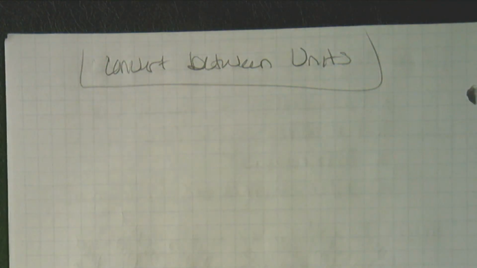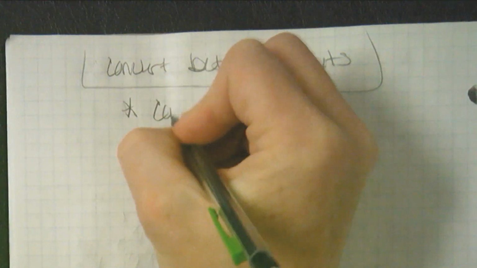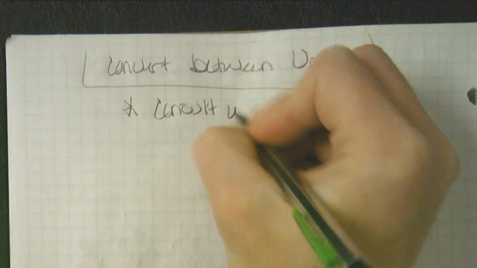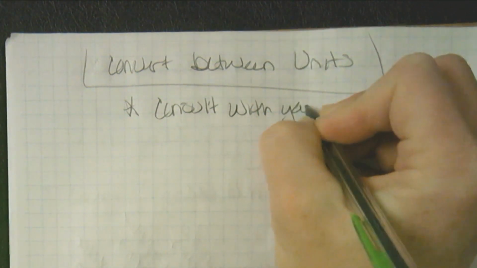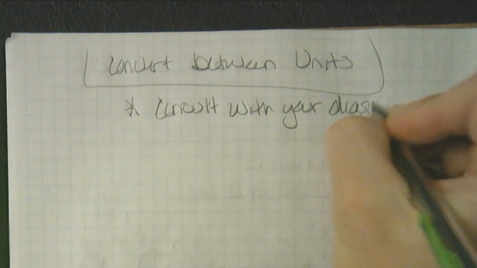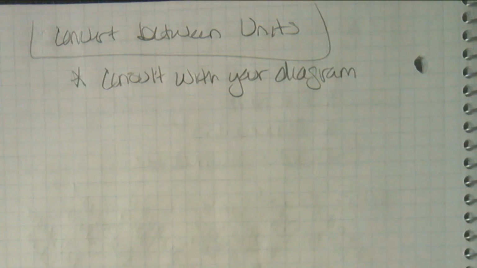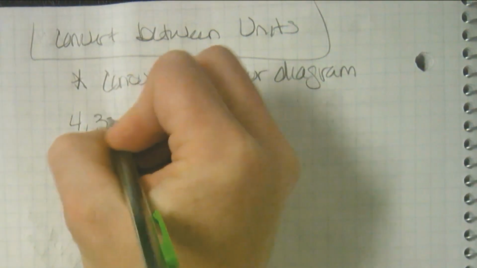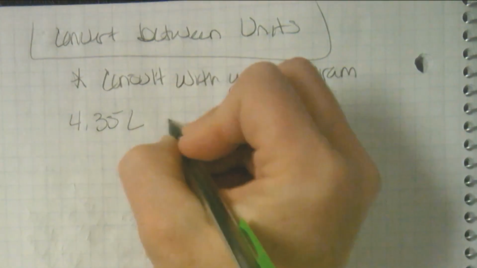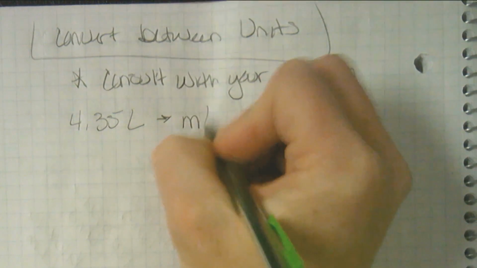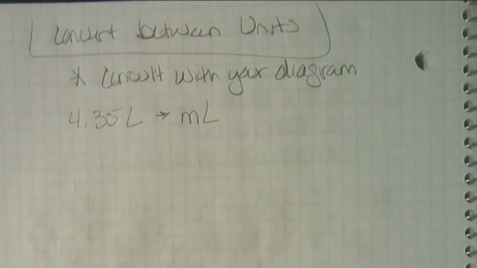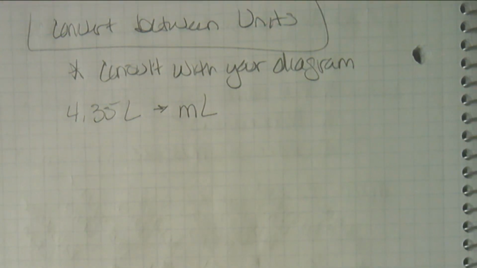Okay, so what I would always do is consult with your diagram. Don't guess. Consult with your diagram. The more you do of these, the better, the easier it's going to be. So let's say I have 4.35 liters, and I want to go to milliliters. Liter is always a capital L. So that capital L, milliliter, small m, capital L.